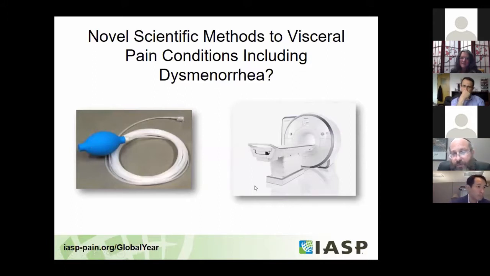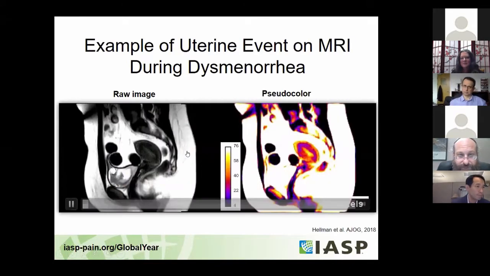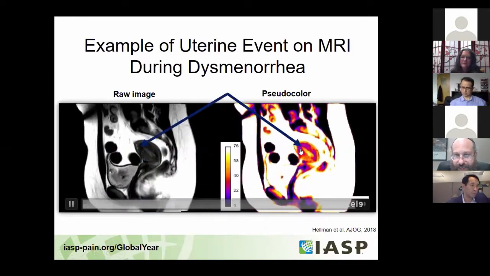So with MRI, we're able to look at what's going on anatomically, and our current research is now focusing on other physiological factors. But I'll give a demonstration of what such activity looks like. What you're looking at here is the uterus. This is the raw image. This is the pseudo color for non-radiologists. And what you're looking at here is the myometrial layer, and you see an increase in the signal intensity.